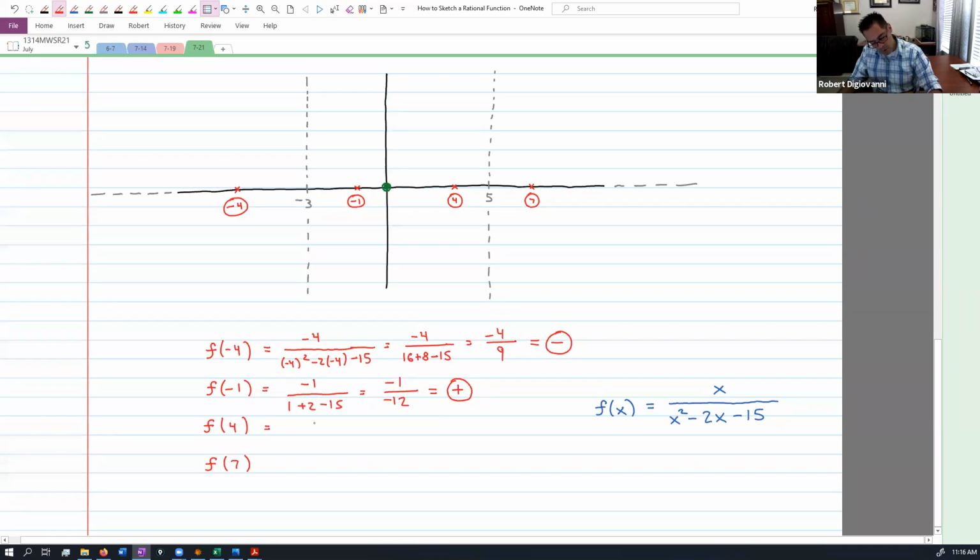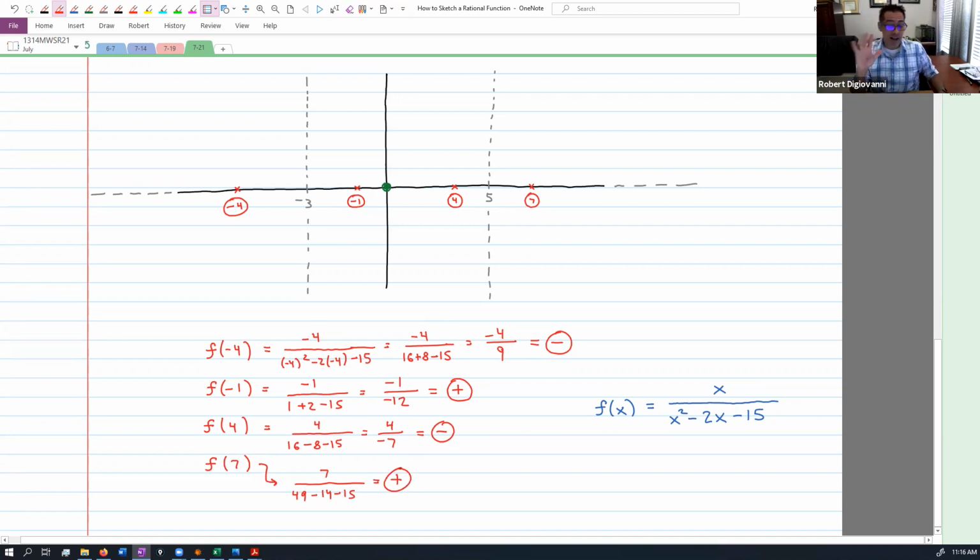If you plug in 4, you get 4 over 16 minus 8 minus 15. You should get 4 over, I think it's -7. You'll get a negative number here. And then the last one, you plug in 7, so you get 7 over 49 minus 14 minus 15. This is going to turn out to be a positive number.